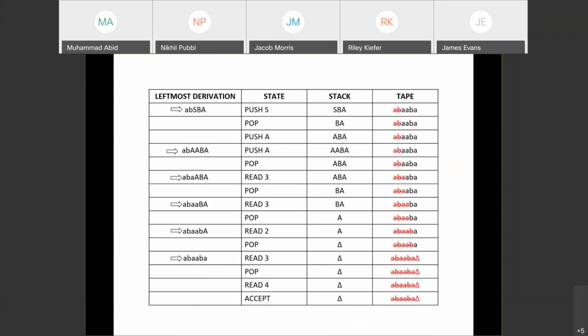And finally, if you reach the accept state and you see that your stack is empty and your input tape is empty, then you can accept this word. Sometimes what happens, you reach the accept state, let's say, and your stack is not empty, or the tape is empty but the stack is not empty. So even though you have delta here, you have something here. So the word will be rejected. It should not be accepted. So always your stack and tape both should be empty, and you are at the accept state, then you should accept this word.